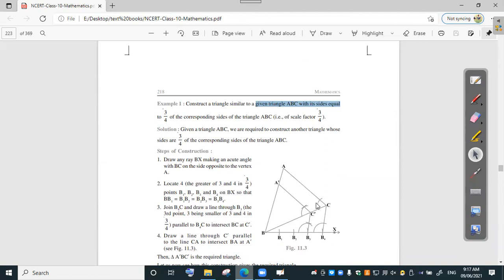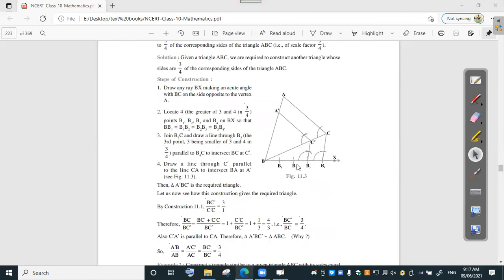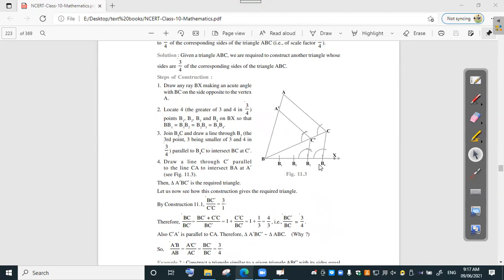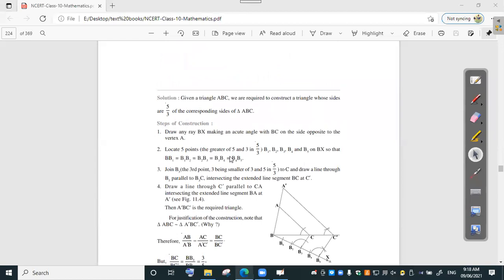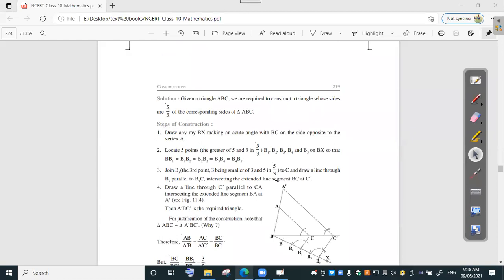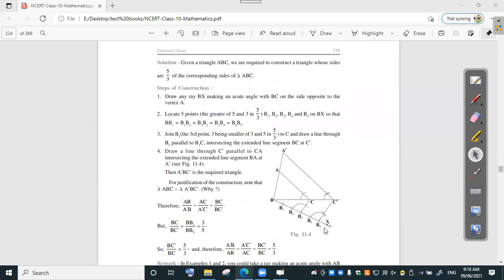You only have to remember whichever is bigger. Suppose here the bigger is 4, so we have to divide this line into 4 parts. And the next one is 5 by 3. Here 5 is bigger, so this line will be divided into 5 parts. That is what you have to remember.